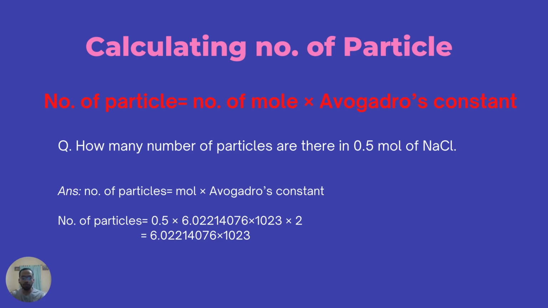But why are we multiplying by the last 2? Why are we multiplying the whole value by 2? Because there are two ions: one is Na+ and the other is Cl-. That is why we have to multiply it by 2.